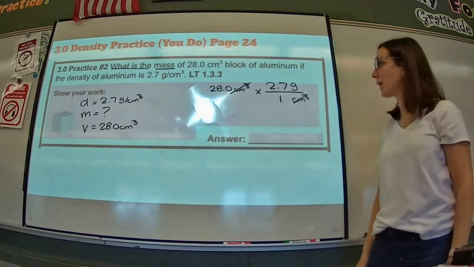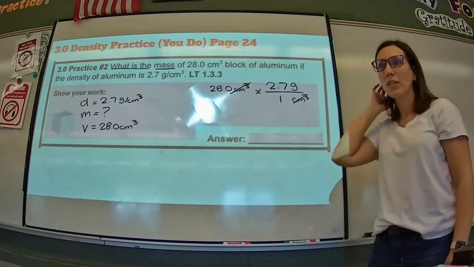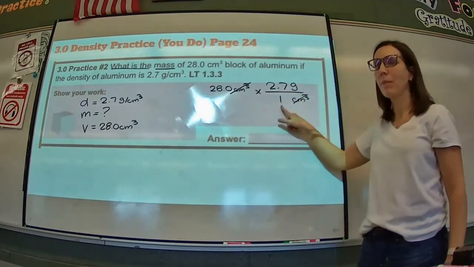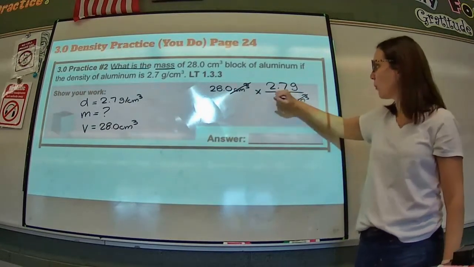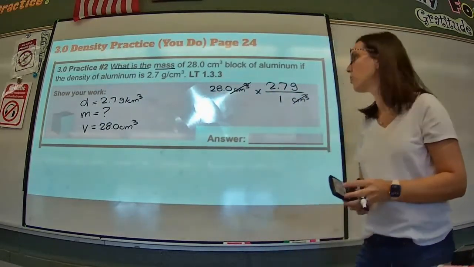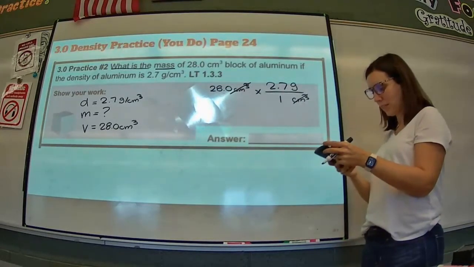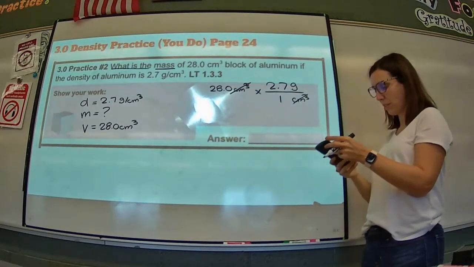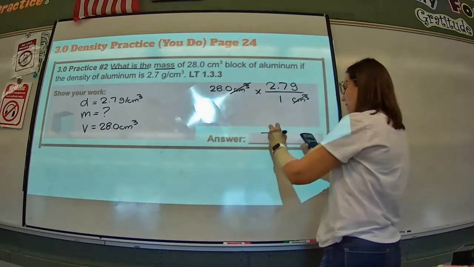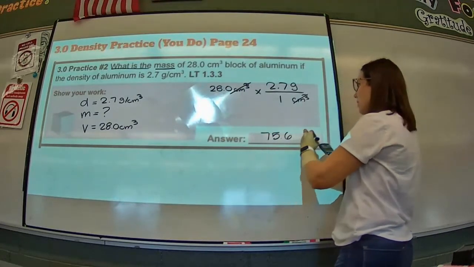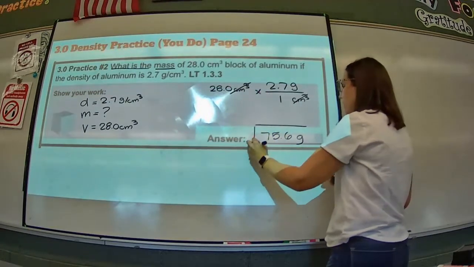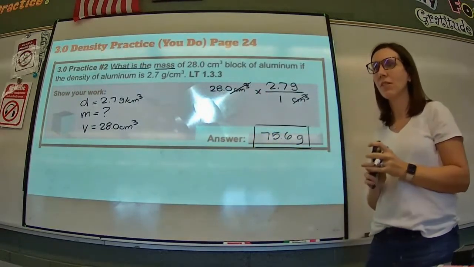And so when I type this into my calculator, I'm going to be typing 28, right? 28 times 2.7 divided by 1. And if you know better, 1 is going to cancel out. So it's really 28 times 2.7. So 28 times 2.7 divided by 1, hit enter, and I get 75.6, and that's going to be grams, because my centimeters cubed went away, so that is my final mass, 75.6 grams.